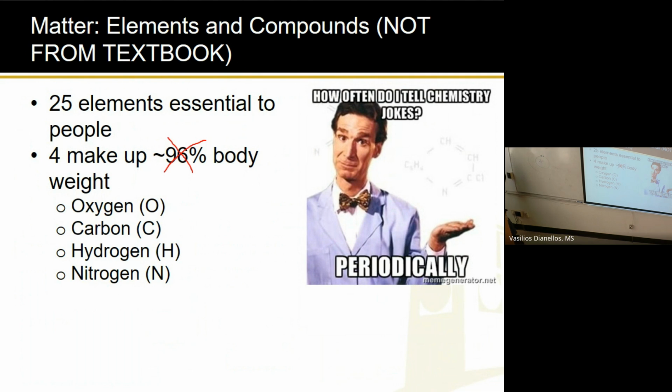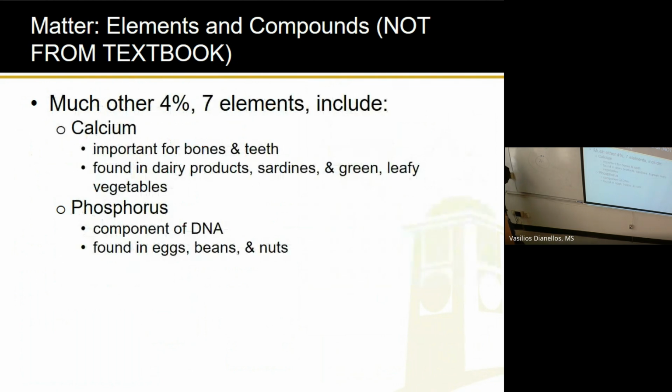I'm going to give you some examples. Again, this is not from your textbook, but these are just examples. So what I'm about to show you will not be on the exam. Again, about 96% is the big 4, so that means we have about 4% of the other.